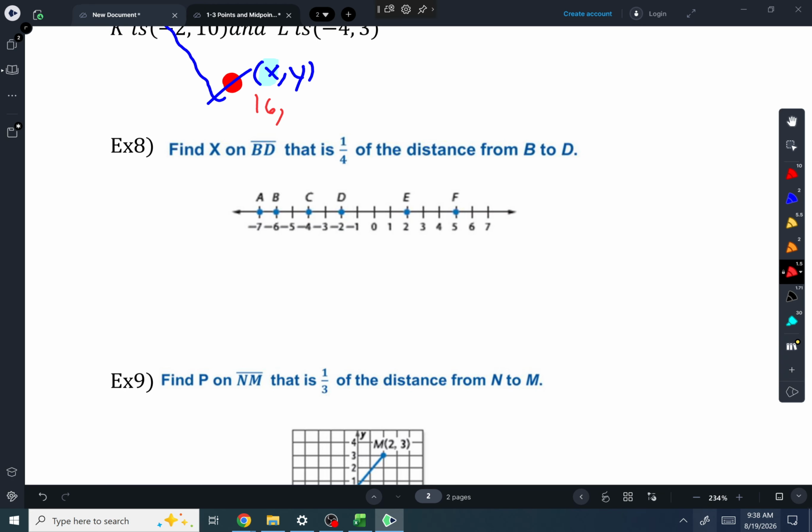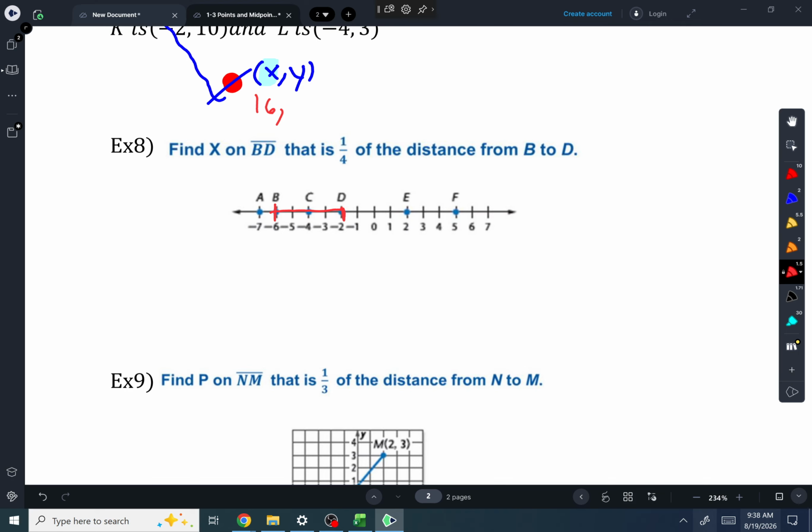Okay, X is on BD. Great, all right? That is 1/4 of the distance from B to D, right? Okay, we can just look at it here, but you're not learning the math when it gets harder, okay? So we're looking at this segment, right? BD. Right? And we're trying to find 1/4 of the distance from B to D. Okay, so what's the distance, or how long is BD?